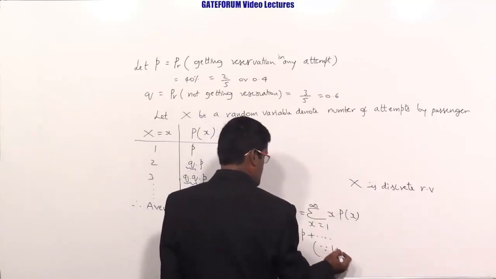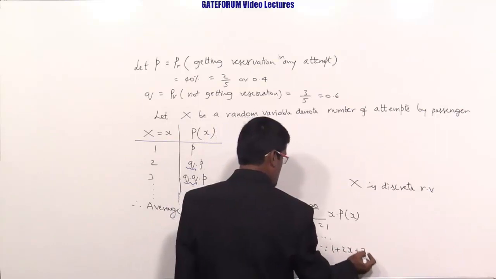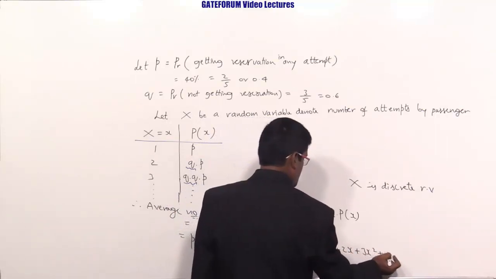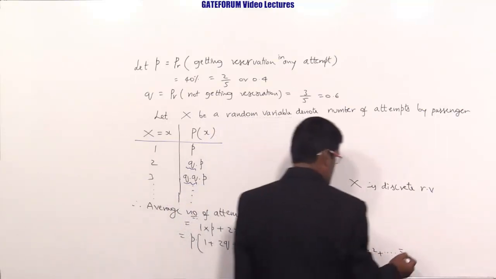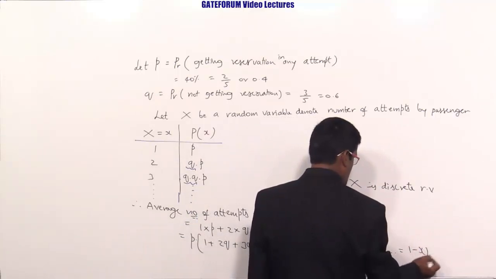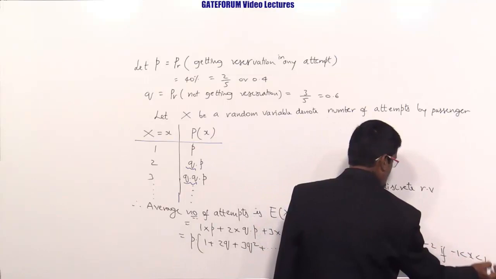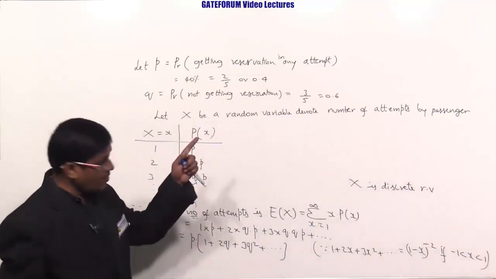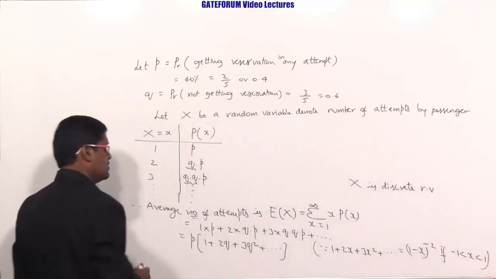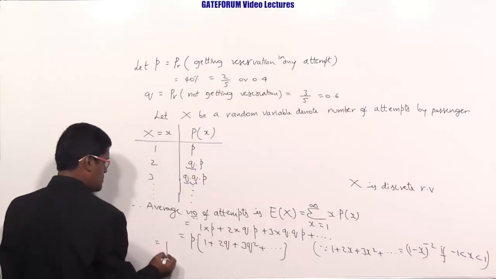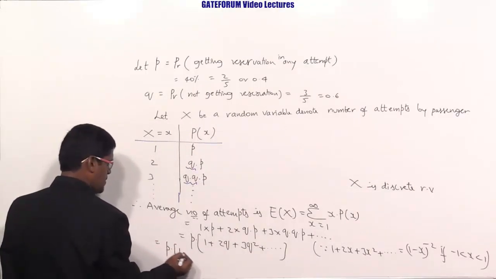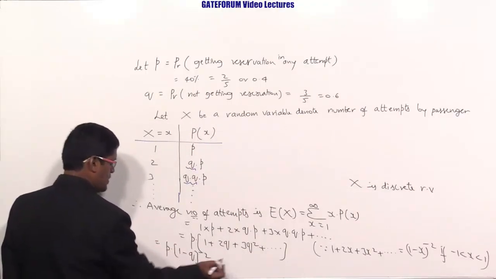Since 1 plus 2x plus 3x squared plus so on is a binomial expansion or standard Maclaurin series expansion of (1 minus x) whole to the power -2 if -1 less than x less than 1. In place of x we have Q, whose value lies between -1 to 1. So this is P into (1 minus Q) whole to the power -2.